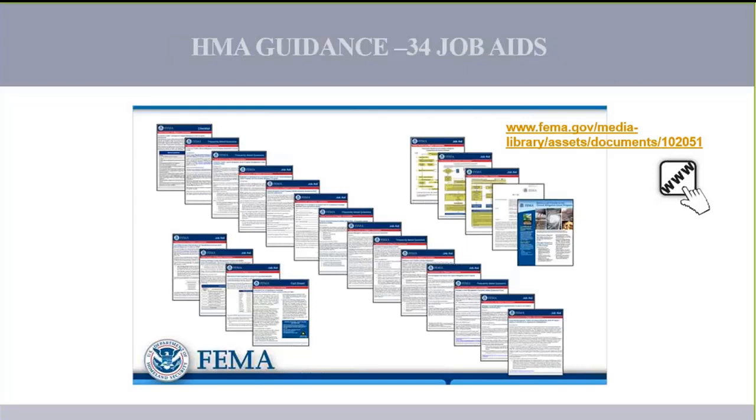And here on our guidance, we also have job aids, and these are all sorts of specific types of projects and fact sheets that you can read on different subjects, whether benefit cost analysis or things such as acquisitions. There's a whole bunch of them, 34. So I would highly recommend you look at these as well.